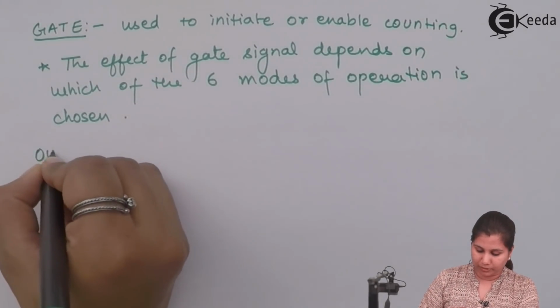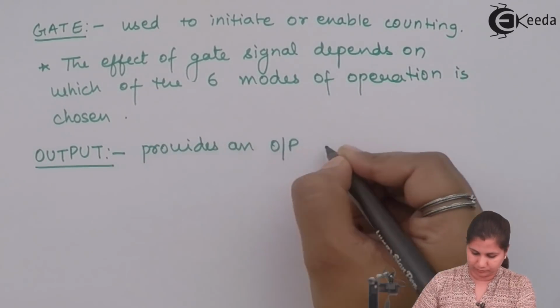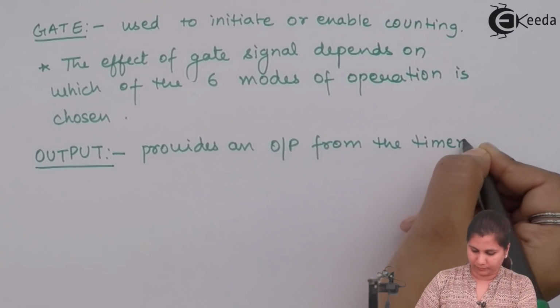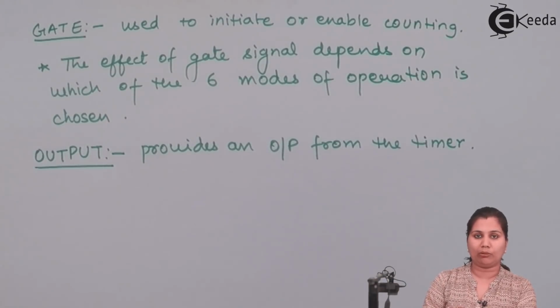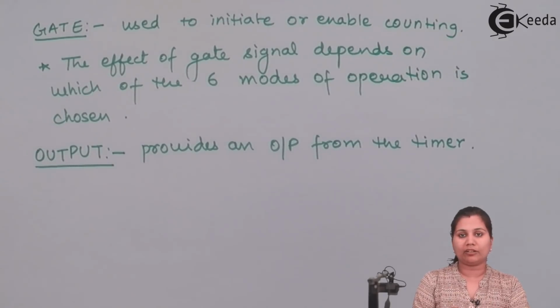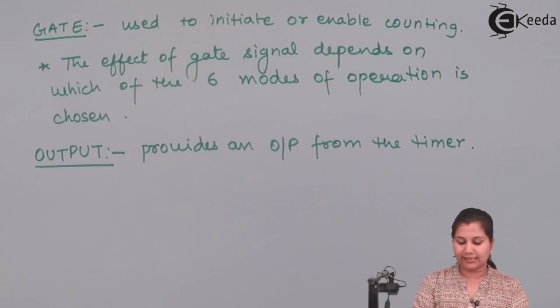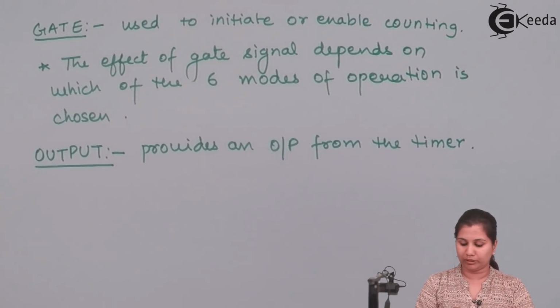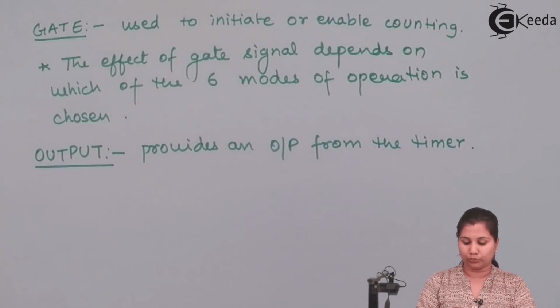Then we have the output signal. This signal provides an output from the timer, so that if we want to read the count value at any instant, we can read it from the output signal. At any time we can read the counter, and at the last, when the counter has become 0, then also it will provide us the output of the timer. So these 3 signals, the clock input, gate and output, are associated with each of the timers: timer 0, timer 1 and timer 2.